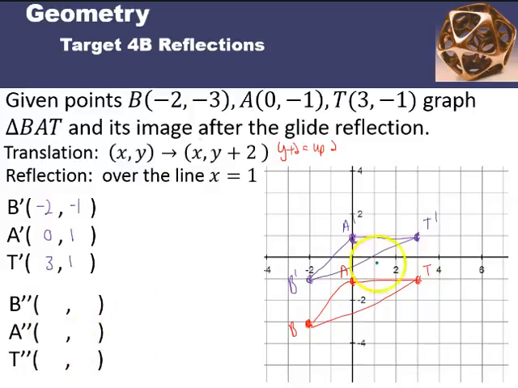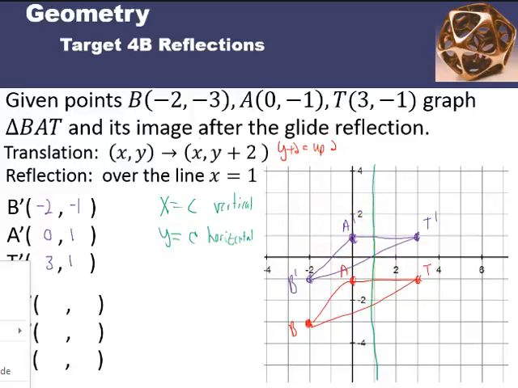I'll highlight that in green. So the line x equals 1 is the vertical line through 1. So remember, x equals some constant is vertical, and y equals some constant is horizontal. So I go to 1 on the x-axis and draw the vertical line. So now I'm reflecting this purple figure over the green line.